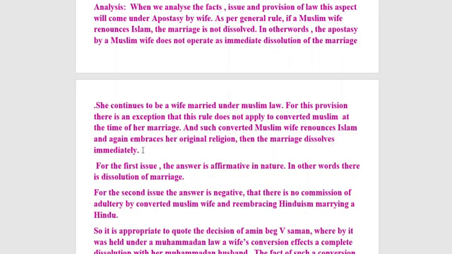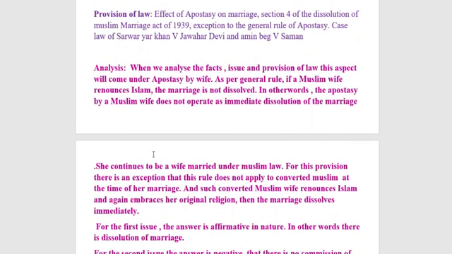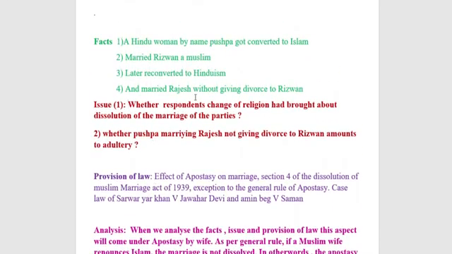That means it is an exception to the general rule, where a Muslim wife renounces Islam and marries some other man from a different religion. Her marriage will not get dissolved. For this one, this is the exception we can see. So let us see these aspects by analyzing the issues.